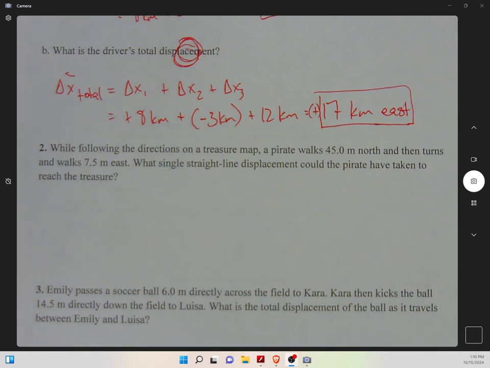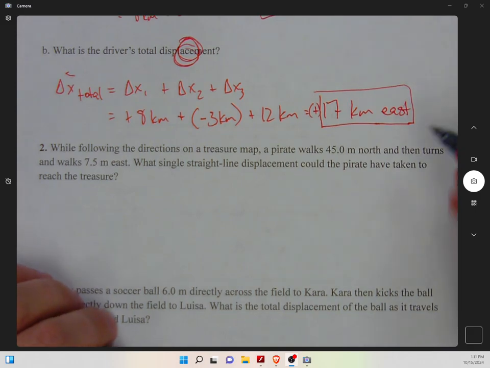Number 2. While following the directions on a treasure map, a pirate walks 45 meters north and then turns and walks 7.5 meters east. What single straight line displacement could the pirate have taken to reach this treasure? And so you see that these types of problems have weird contrived scenarios, but they're all going to end up being you using triangle skills, right? That's what they all end up being.